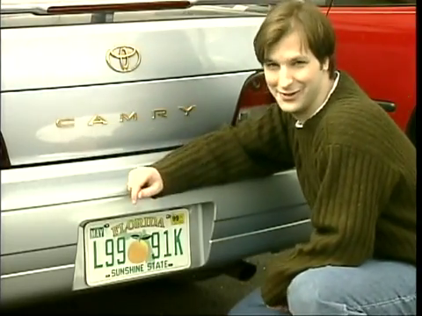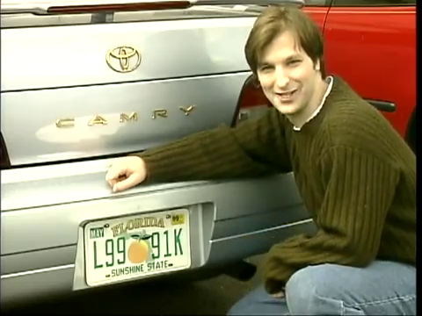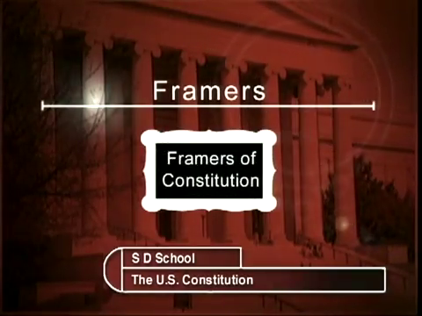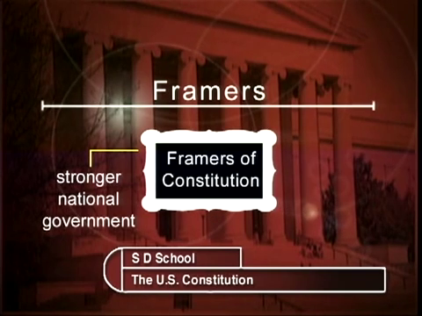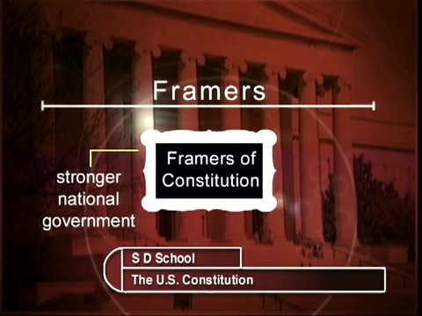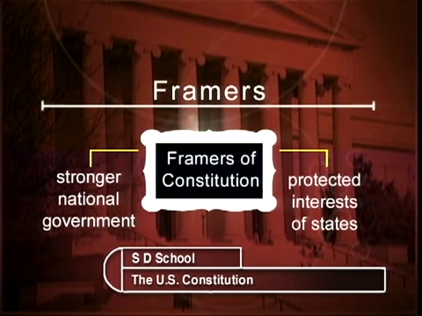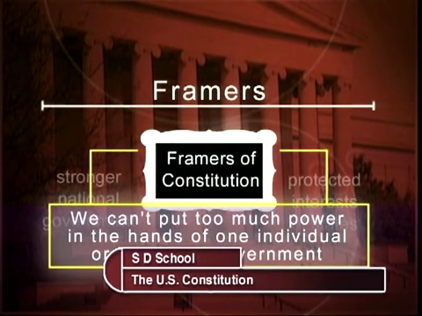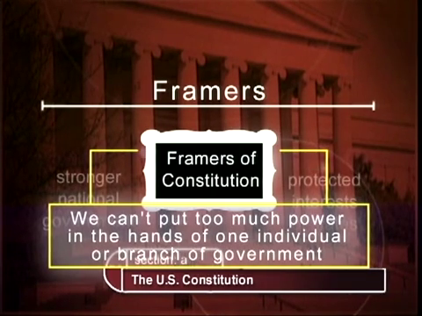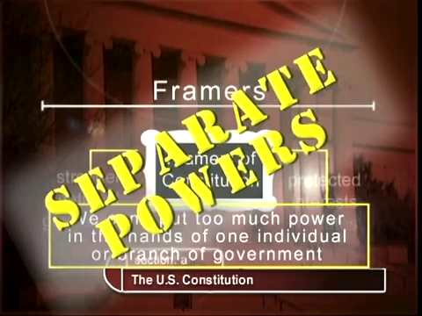Including, but not limited to, choosing their own license plate slogans. The framers of the Constitution created a stronger national government than had been done with the Articles of Confederation. At the same time, they protected the interests of the states. A big concern the framers had was of putting way too much power in the hands of one individual or one branch of the government. To address this concern, they decided to separate the powers.